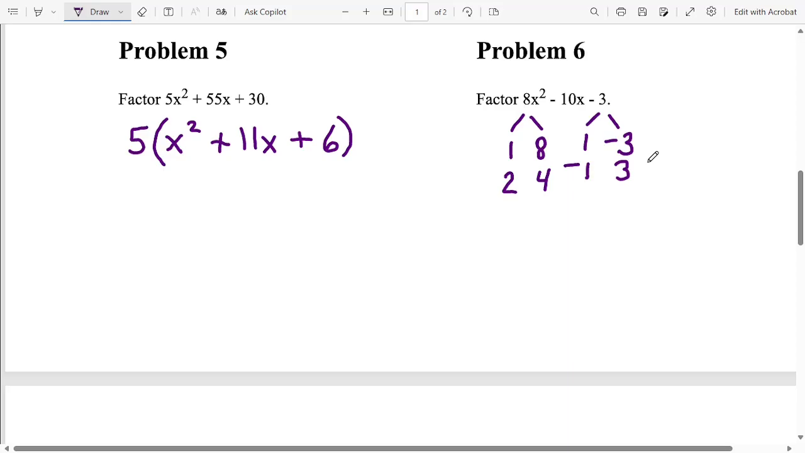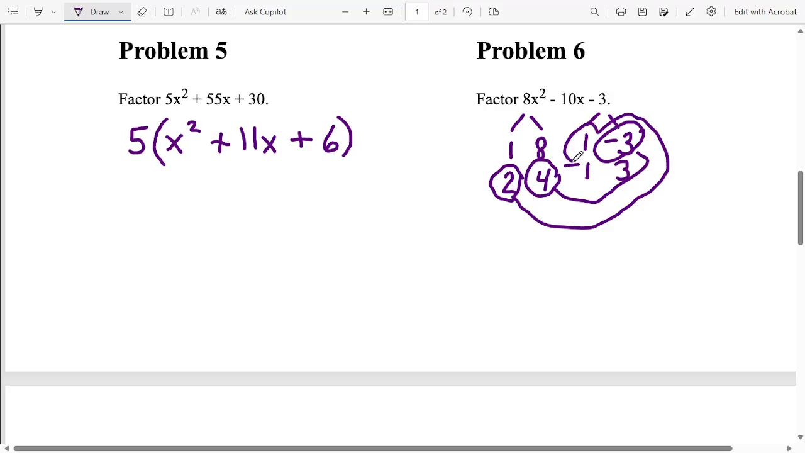If I do 4 times negative 3 here, that gives me negative 12. And then if I do 2 times 1, because we have to be consistent with the pair of factors we're using, that gives me positive 2. So positive 2 plus negative 12 does give me negative 10. So I'm going to use the 2 and 4 as coefficients in front of x.